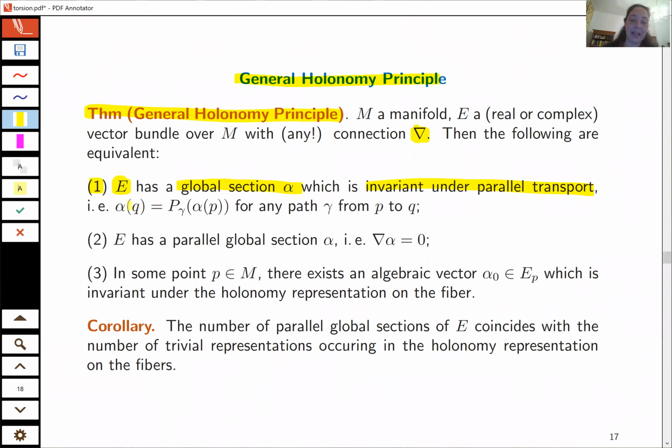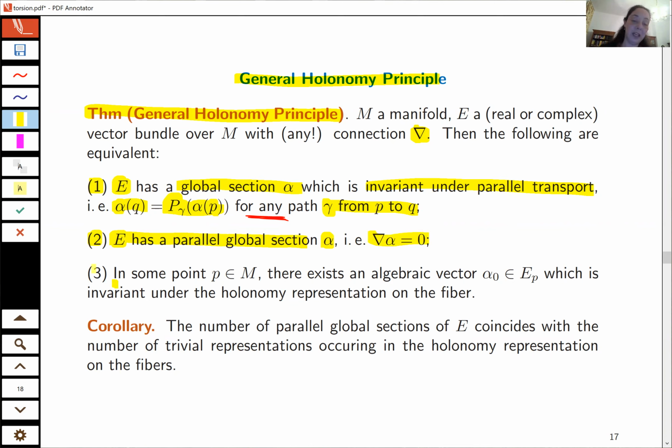Meaning, whenever I have a path gamma between 2 points P and Q, I can compute my section alpha at the point Q by just taking alpha at the point P and parallel transporting it along gamma. And I'm not saying anything about the path because this is right for any path. Second equivalent formulation, this vector bundle E has a parallel global section alpha. Parallel just meaning nabla alpha equal to 0.